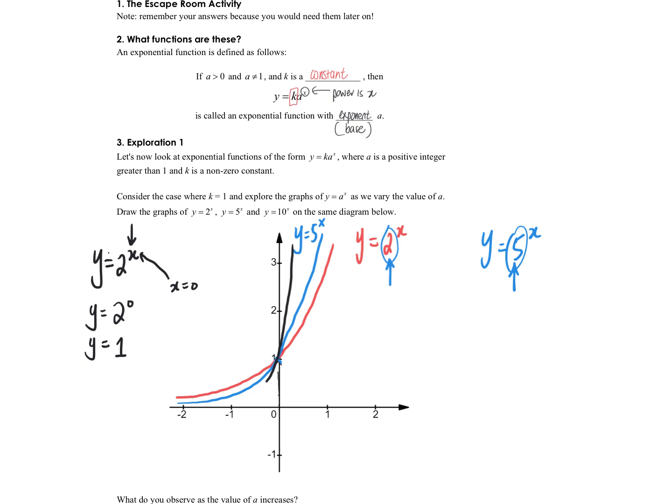But one thing you need to note is it will never touch the x-axis. It gets very close, but never touches. That's all. Just for your info, all of them will pass through this point because 5 to the power of 0 is 1, 10 to the power of 0 is 1, 2 to the power of 0 is also 1. So they all cut the y-axis at 1. So this is your exponential graph.